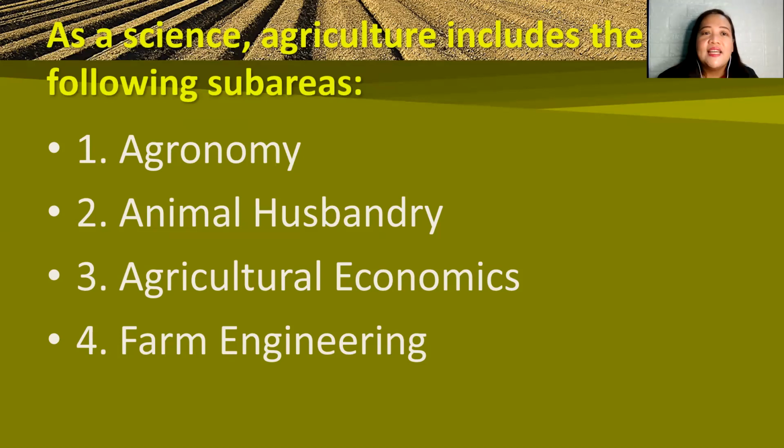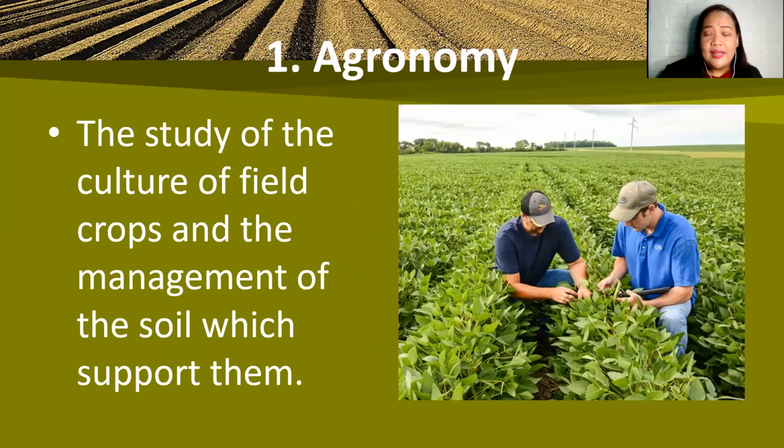As a science, agriculture includes the following sub-areas. We have agronomy, animal husbandry, agricultural economics, and farm engineering. Let us proceed first with agronomy. So agronomy is the study of the culture of fields, crops, and the management of soil which supports them.